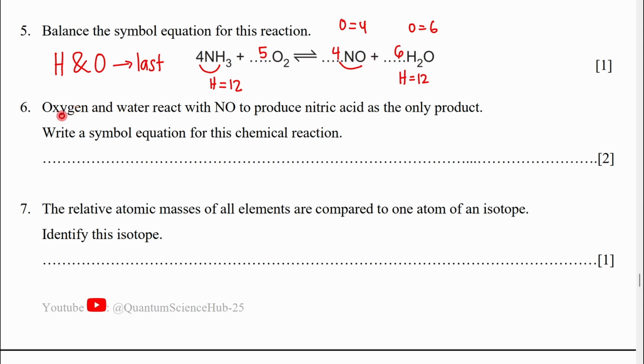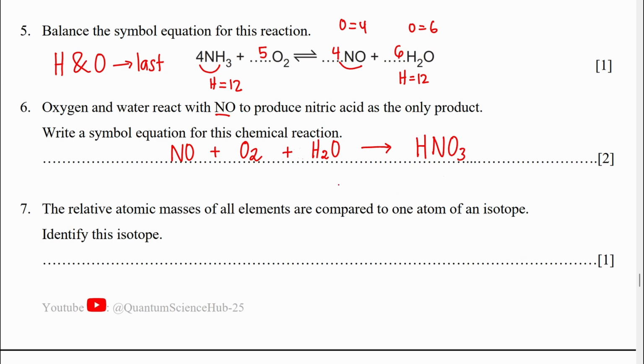Next, question 6. Oxygen and water react with NO to produce nitric acid as the only product. Write a simple equation for this chemical reaction. Okay, so NO reacts with oxygen. Oxygen is a diatomic gas, so you have to put O2. And then water, it is H2O. And to produce nitric acid, what is nitric acid? HNO3.